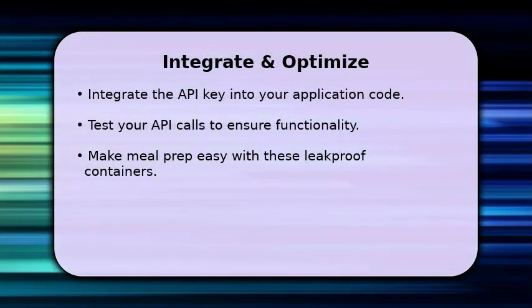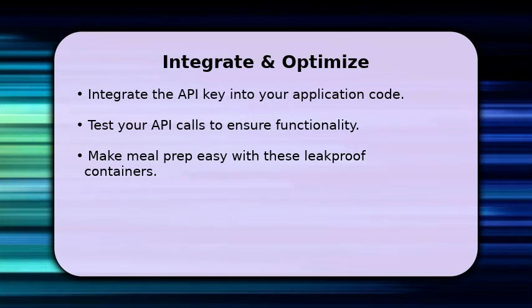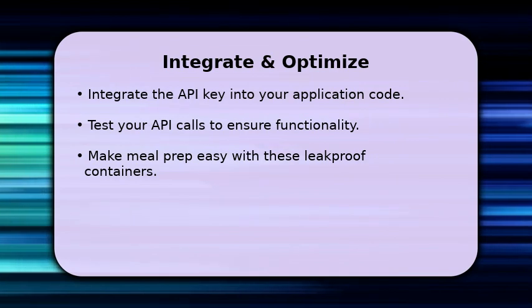With your API key secured, the next step is to integrate it into your application's code. Follow the provider's documentation for specific instructions on how to authenticate your requests. Thoroughly test your API calls to confirm everything is working as expected and to troubleshoot any issues.